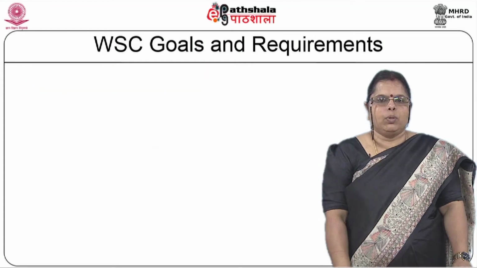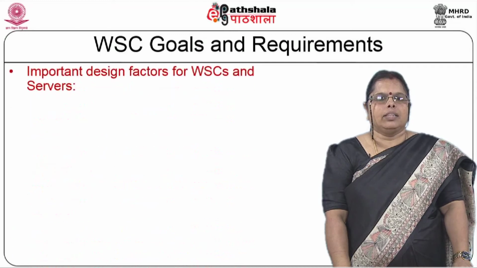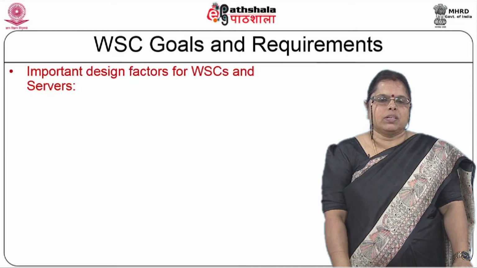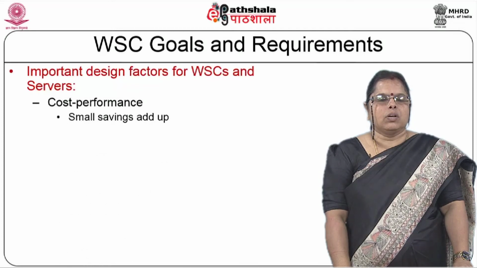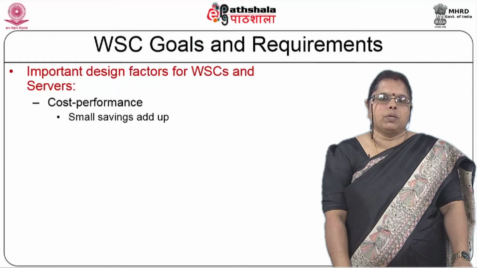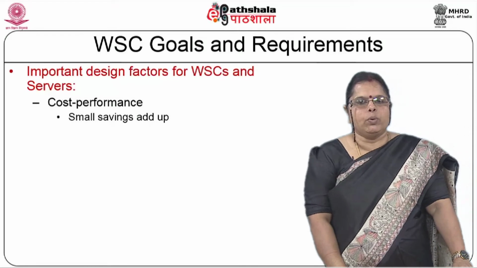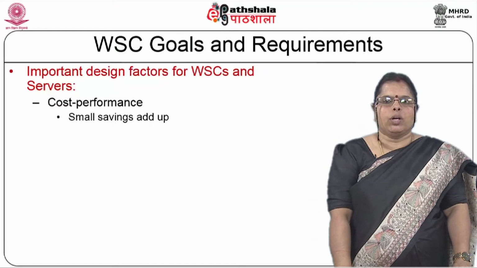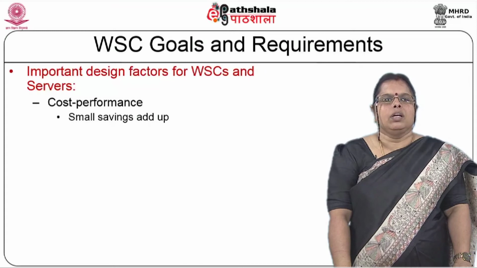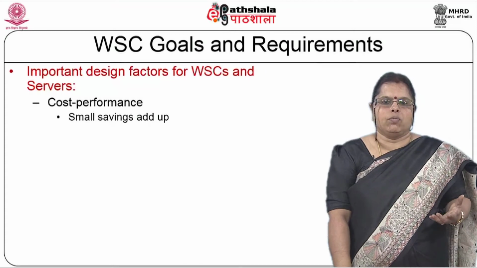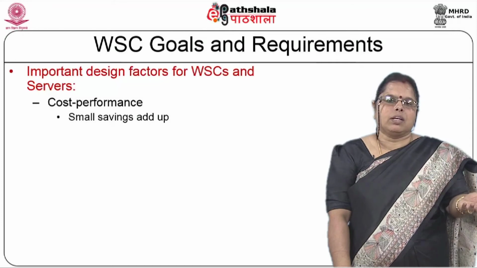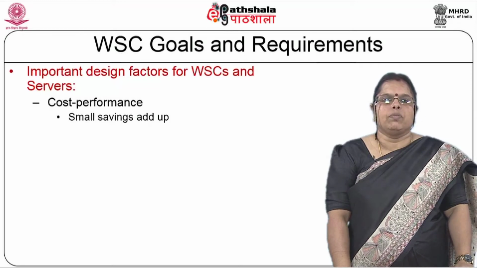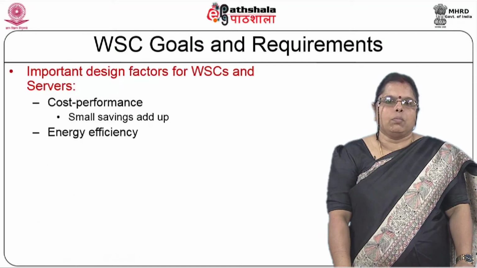When you look at the WSC goals and requirements and the important design factors for WSCs and servers, there are many common factors between WSCs and servers. The first one is the cost performance ratio. In both cases, the cost per performance becomes very important, particularly when you look at WSCs. Because of the volumes involved, you have 50,000 to 100K servers and there is a lot of money involved. So, even if you have a 5% saving or 10% saving, that reflects a lot on the money saved. So, the cost performance becomes very important when you look at WSCs and servers.